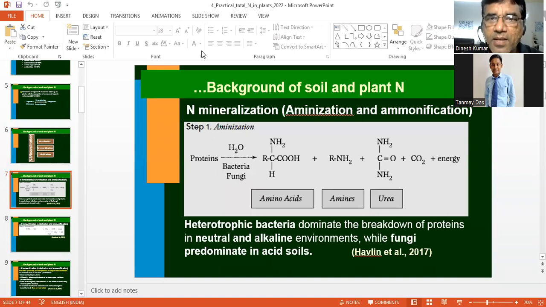So nitrogen mineralization is through two processes. One is aminization and other is ammonification. So see aminization, what is happening? The organic nitrogen in proteins is getting converted into amino acids, amines, and urea. So these proteins are attacked by bacteria or fungi. These are heterotrophic bacteria or heterotrophic fungi.